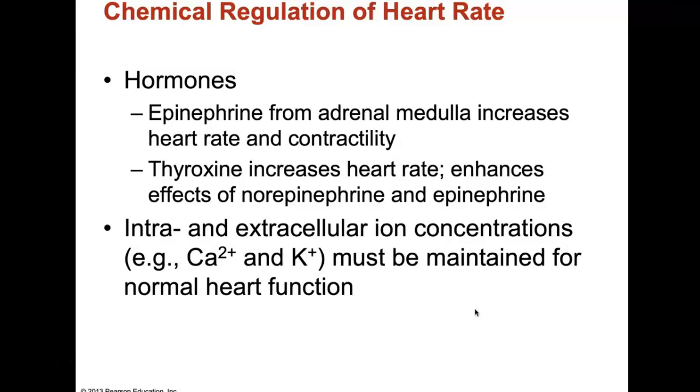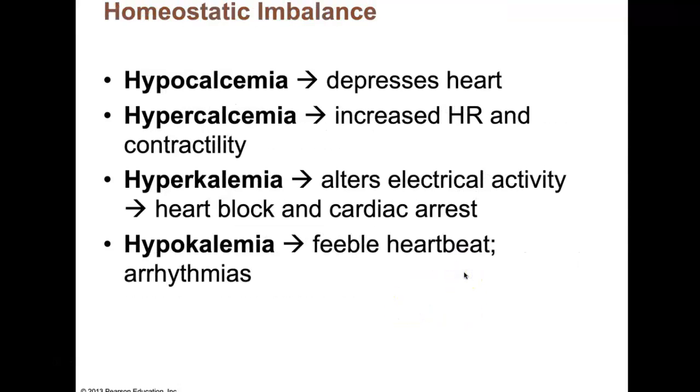Then we can also have ions. Normal heart function depends on having normal levels of intracellular and extracellular ions. Plasma electrolyte imbalances pose some of these dangers. So we're going to look at some of these imbalances, such as hypocalcemia, which is a reduction in calcium blood levels, and this actually depresses the heart. Conversely, above normal levels, which is hypercalcemia, are going to increase heart rate and contractility. Very high calcium levels disrupt heart function and can cause life-threatening arrhythmias.